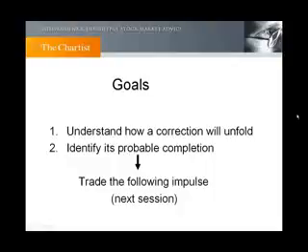So tonight our goals are to look at corrections, understand how they will unfold. We're going to be looking at 4 different kinds of corrections. We want to try and identify their probable completion.